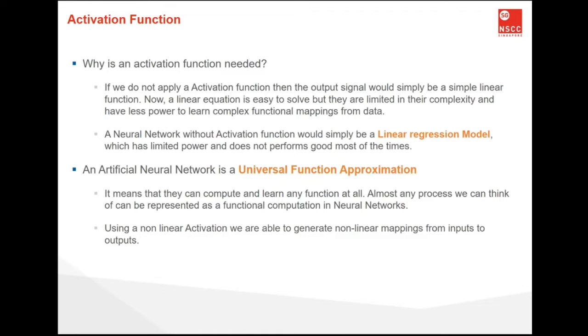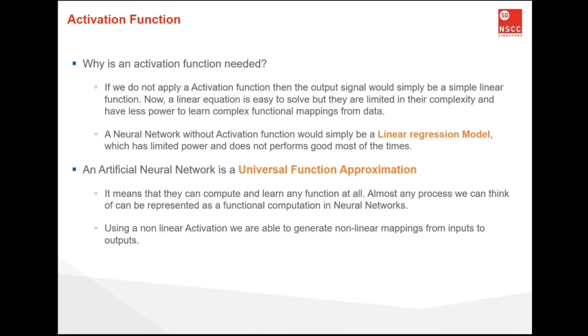So why is an activation function required? Firstly, if we do not apply an activation function, then the output signal would simply be a linear regression function. Now, a linear equation is easy to solve, but it is limited in its complexity and has less power to learn complex functional mappings from data. Secondly, a neural network without activation function would simply be a linear regression model, which has limited power and does not perform well most of the time.